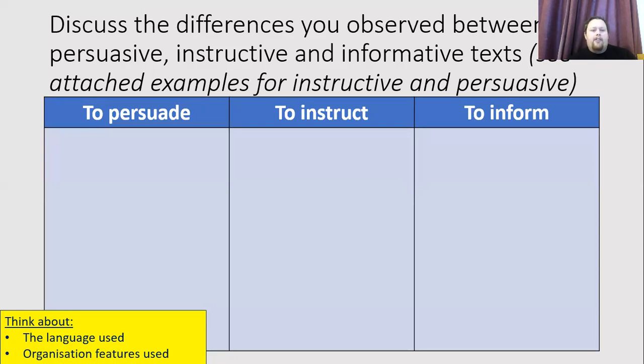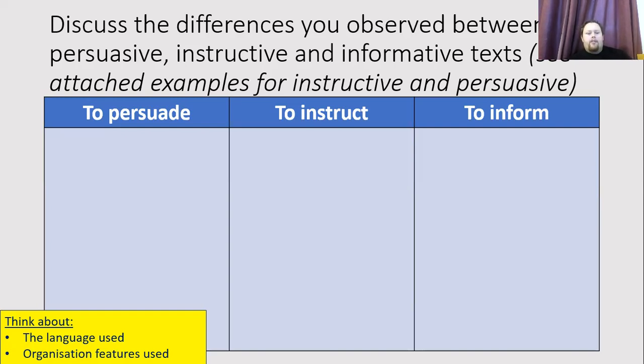So you might want to think about the type of language they use. For example, for persuade, you'll find more persuasive language. And I'd like you to think about the organizational features used. For instructive, for example, we would see numbered lists telling you how to complete a task. Okay. So the idea of this is to make a little revision table for you to know the difference between the 3 very different genres.